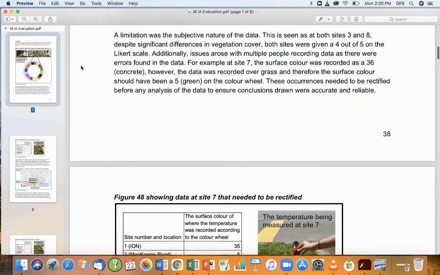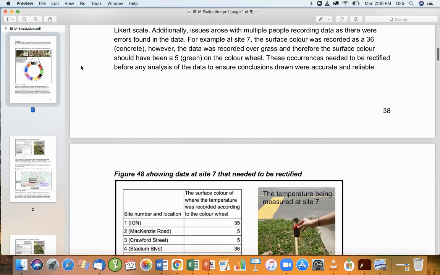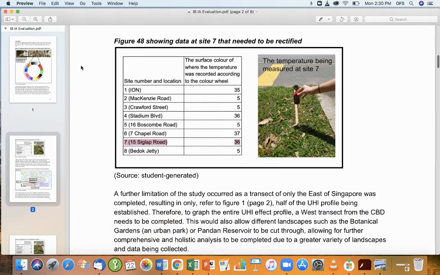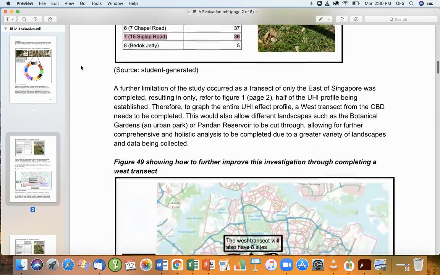Then you can have a limitation here. This could be due to one of the sites that you visited. This could be due to the number of sites that you visited, for example. So you could lay it out like this.